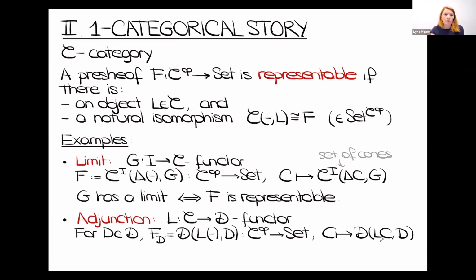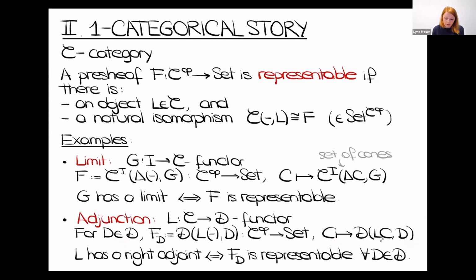Similarly, you can also define adjunctions using this representability condition. For example, if I start with a functor L from C to D, then for each object D in D, I can define a presheaf which sends my object C to the set of morphisms in D from LC to D. Then L will have a right adjoint if and only if all of these presheaves F_D are representable. This is not immediate from the usual definition of an adjunction, but one of the naturality conditions comes for free, and so this result holds.